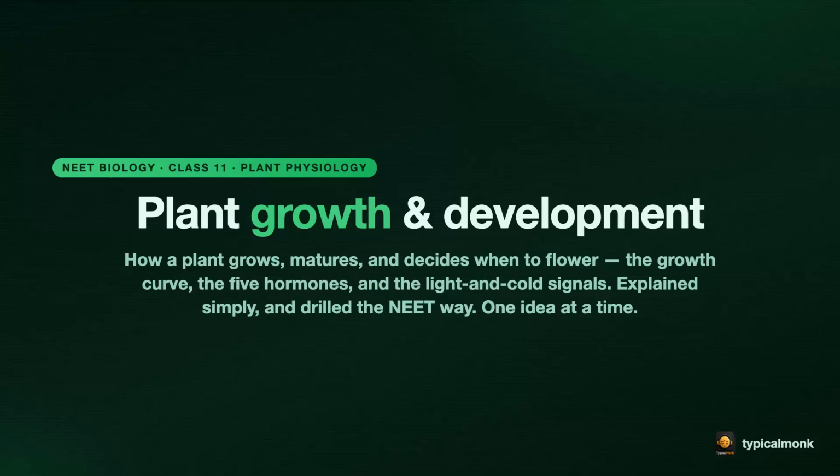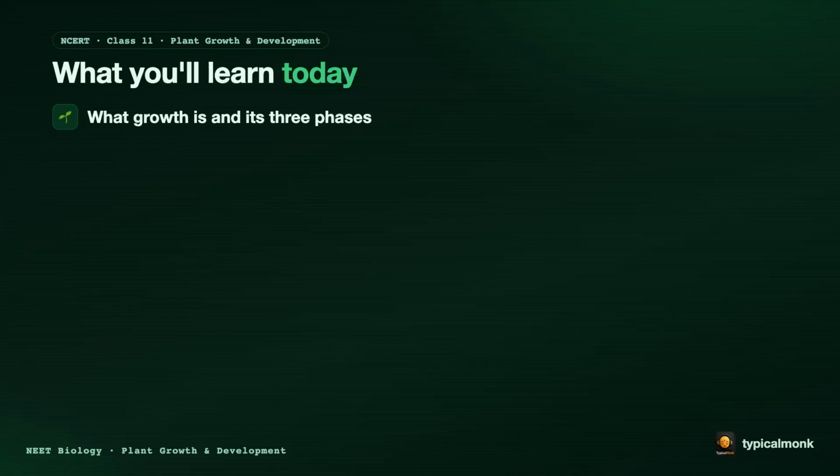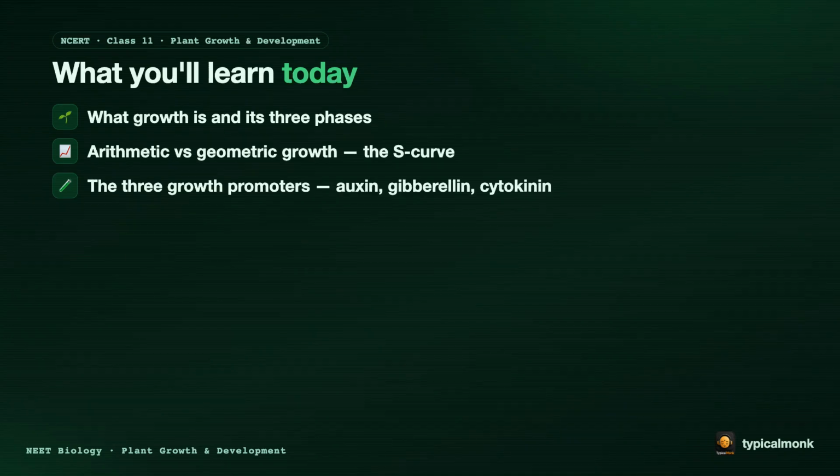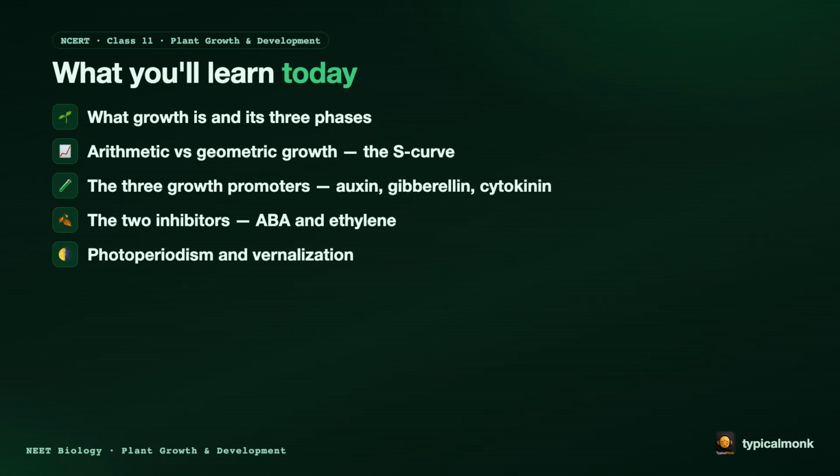Today we see how a plant grows, matures, and decides when to flower: the growth curve, the 5 hormones, and the light and cold signals, all in simple language, and drilled the neat way too, one idea at a time. Here is today's path. 5 stops. First, what growth is and its 3 phases. Second, arithmetic versus geometric growth, that famous S-curve. Third, the 3 growth promoters, auxin, gibberellin, and cytokinin. Fourth, the 2 inhibitors, ABA and ethylene. And fifth, photoperiodism and vernalization.